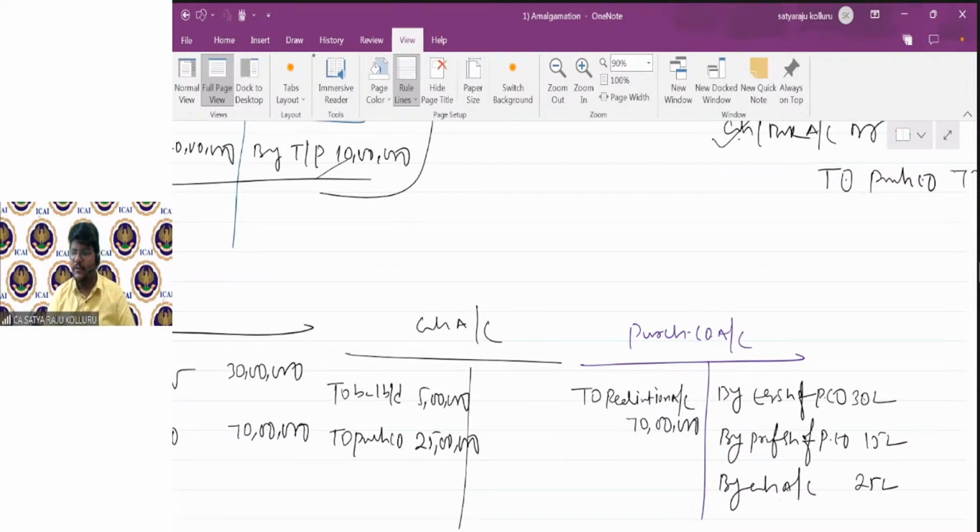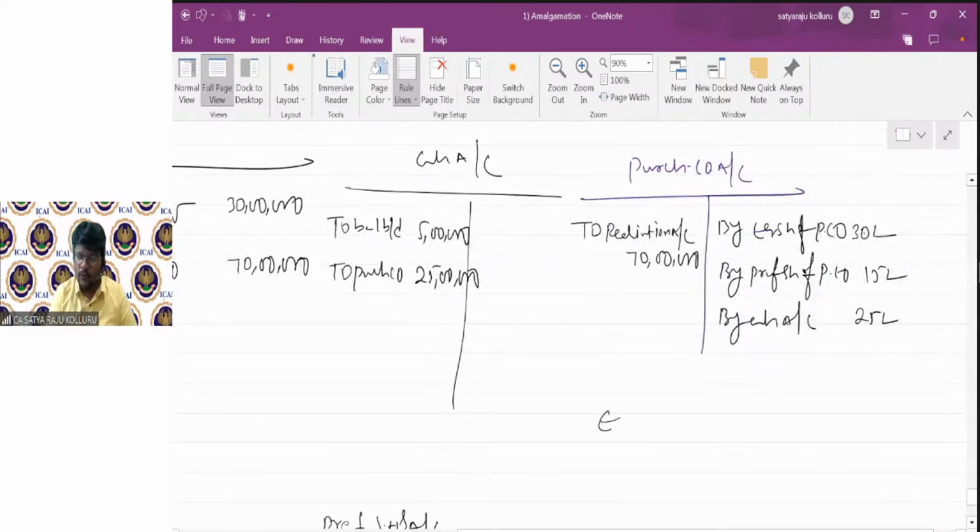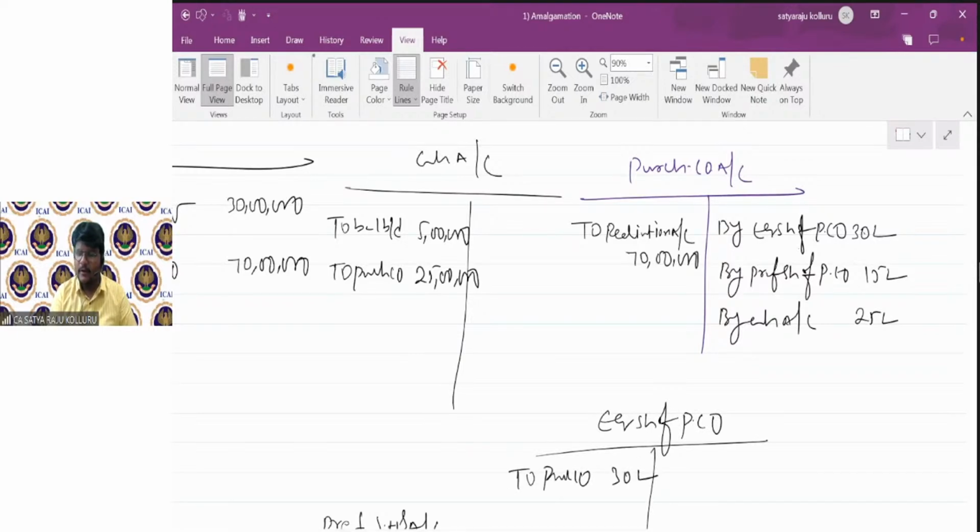Sir, by equity shares of purchasing company means you need to open another account, equity shares of purchasing company. Here, to purchasing company, 30 lakhs. Sir, by preference shares of purchasing company means you need to open another account, preference shares of purchasing company. That is to purchasing company, how much? 15 lakhs.